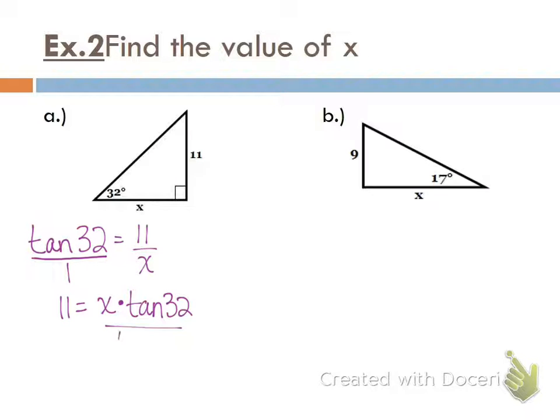Good. We can divide both sides by the tangent of 32. Tangent of 32 represents a number, so we can divide by that whole thing to cancel it out, and that would get x to be alone. I understand this is probably different from any math you've really done before. Do we have questions about it right now?